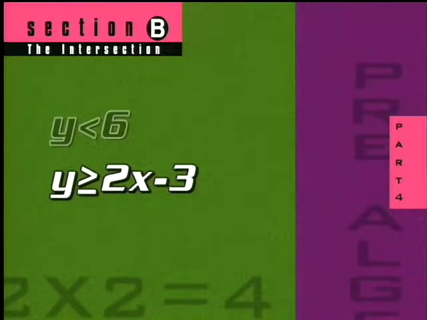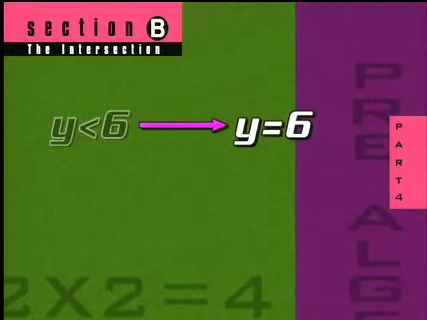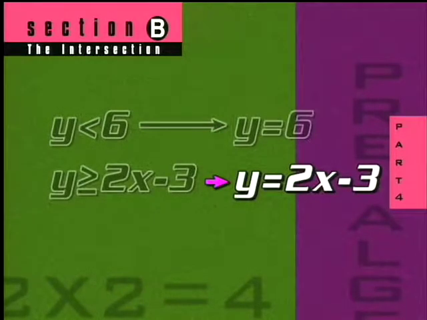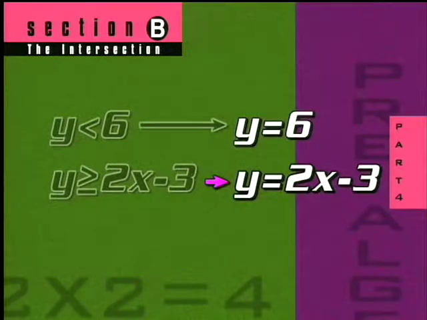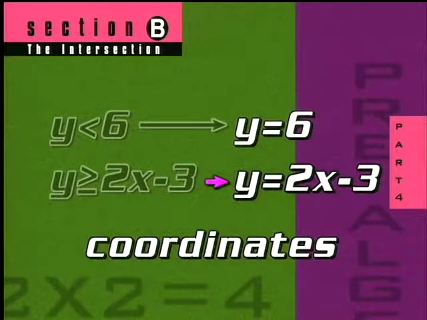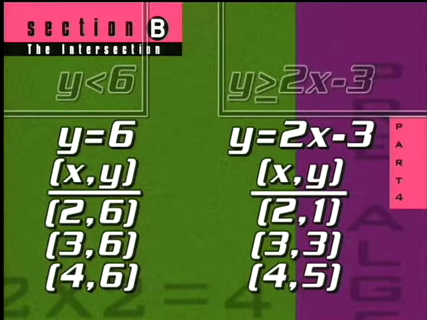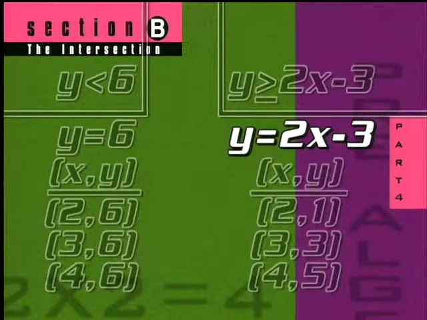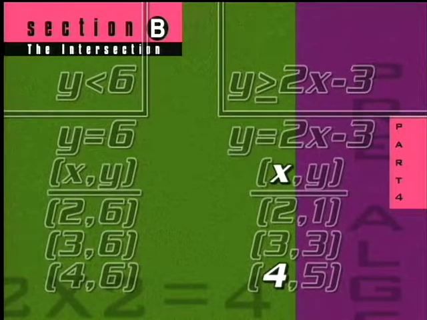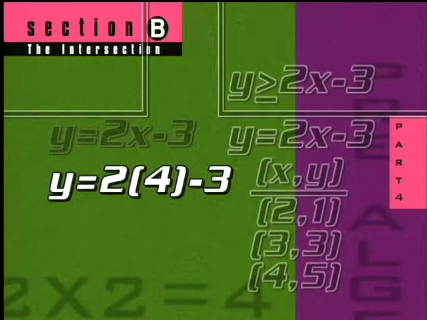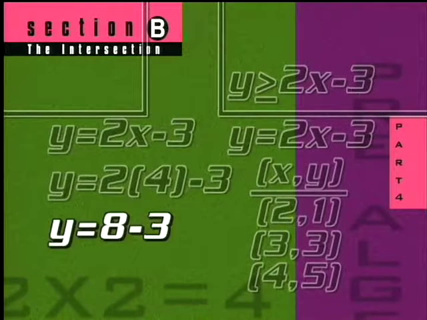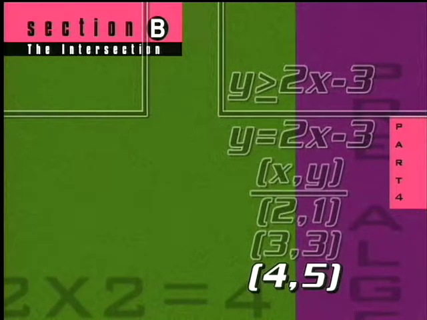Remember, we write them as equations first, getting y equals 6 and y equals 2x minus 3. Now, let's pick some coordinates for these. Notice how we don't have any 0 coordinates this time. That's just to show how the whole process still works without them. For instance, in our second equation, if we choose a value of 4 for x, we'd get y equals 2 times 4 minus 3, or 8 minus 3, which gives us a y value of 5. That means we've got 4, 5 as a set of coordinates.